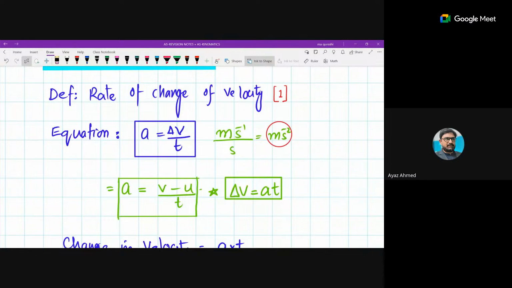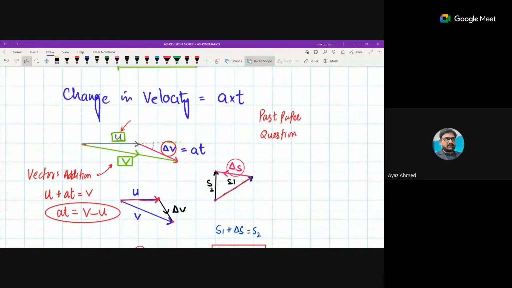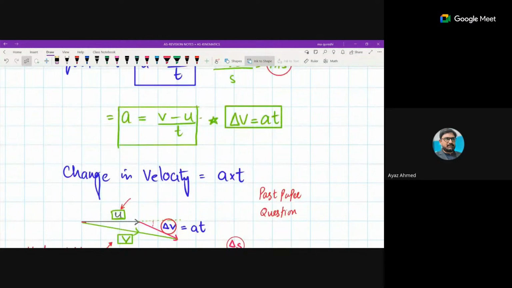Or in other words, if you keep the equation this way, delta v equals a t. This is the first equation, which will give you the analysis of your initial speed, final speed, time taken, and acceleration. So change in velocity can be taken as, here is that important question. This is again a past paper question. Your change in velocity is what? If you see it from this diagram, what is the change in velocity? Do you believe this thing?